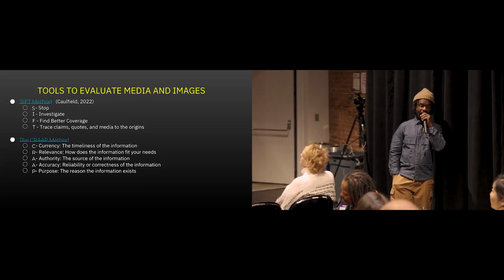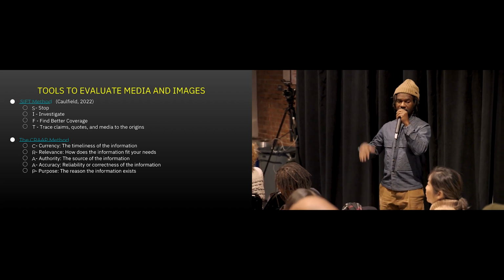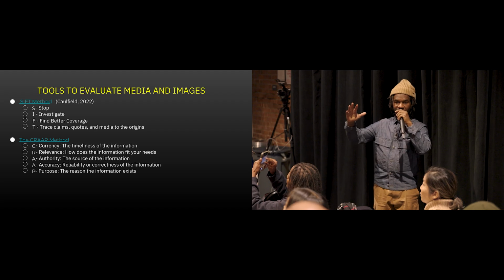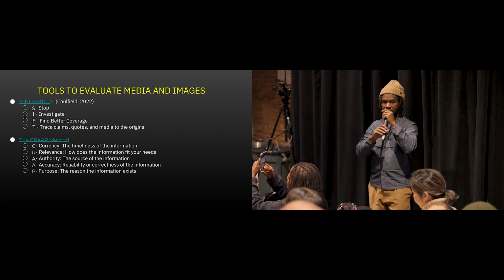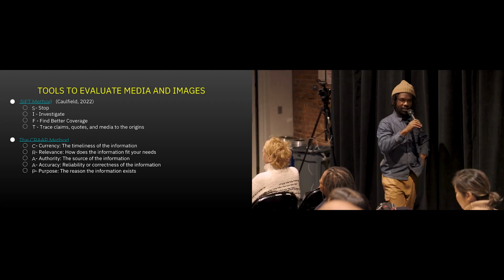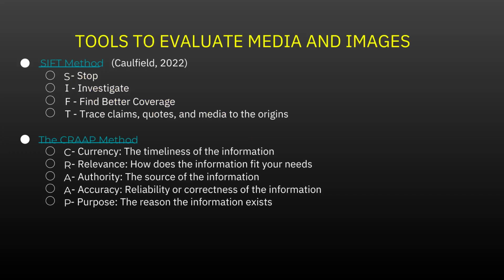So we want to have some way to analyze images. We want to have some sort of framework. We don't want to just bring all of this subjectivity, all of this like and dislike to our analysis of images. So this is a framework that we're going to use for this activity. You guys are going to engage in an activity. So the SIFT method, which is to stop, investigate, find better coverage, which is some of you guys provided those examples in your sharing of the images that you recently saw.